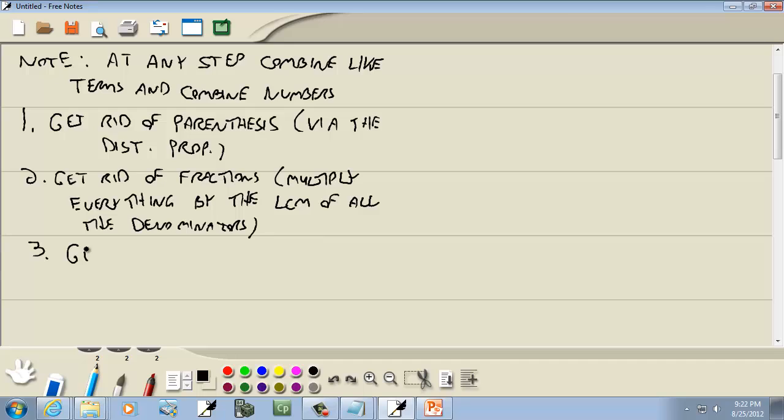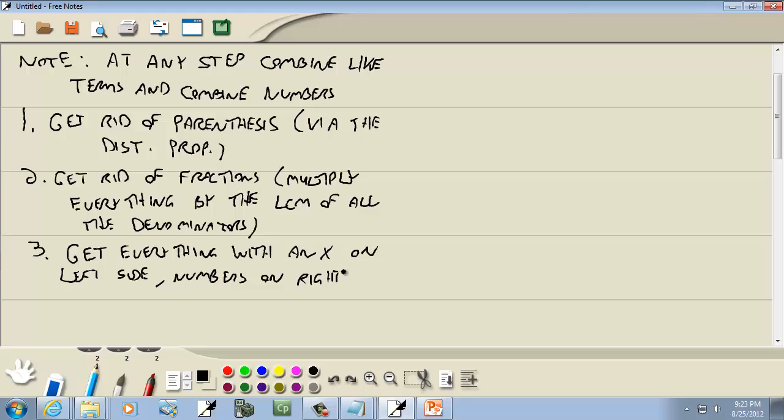Step 3, get everything with an X on the left side, numbers on the right side. Now the reason why I say left side and right side on that is then it'll match our forms exactly on that table I first put up. So until you get comfortable with it, I would stick with that. And then the fourth step, divide both sides by the number in front of the X.